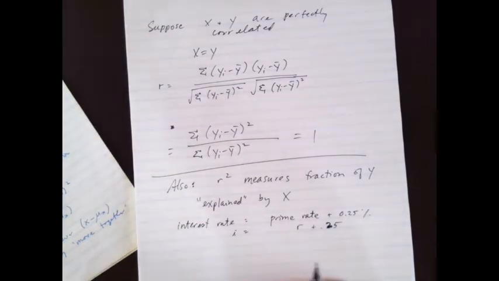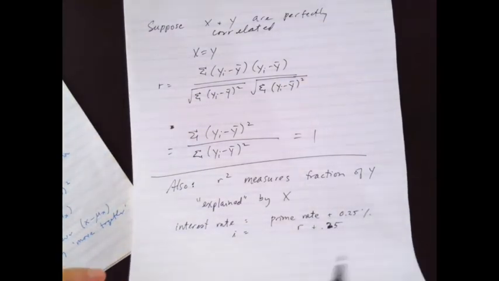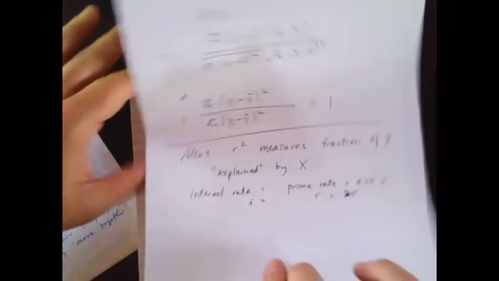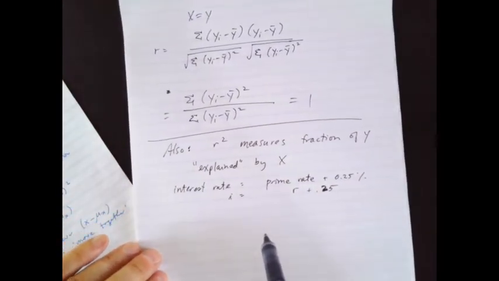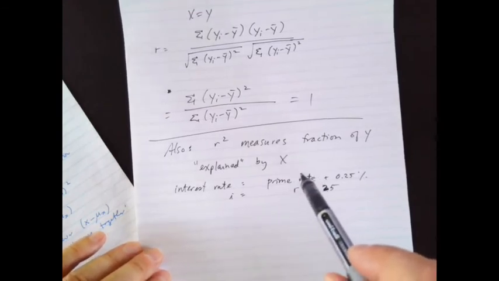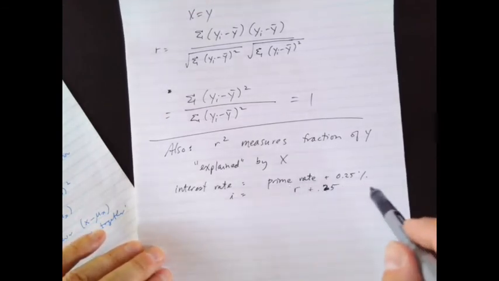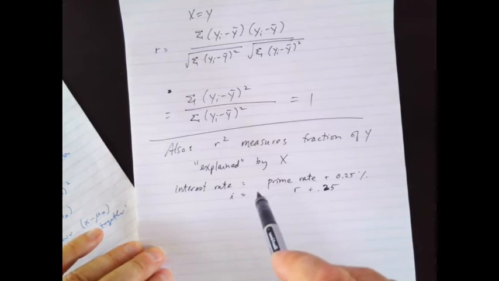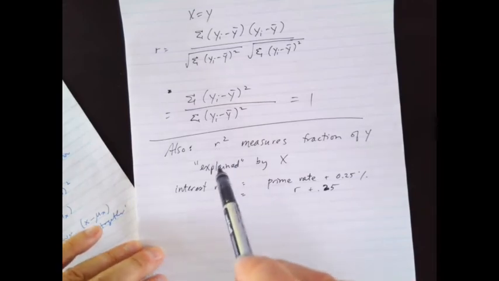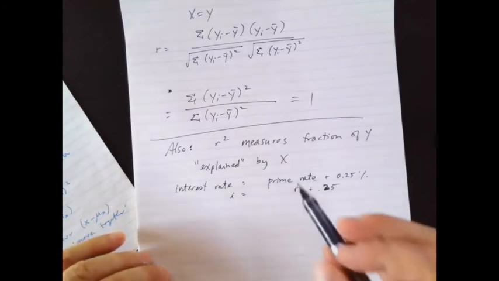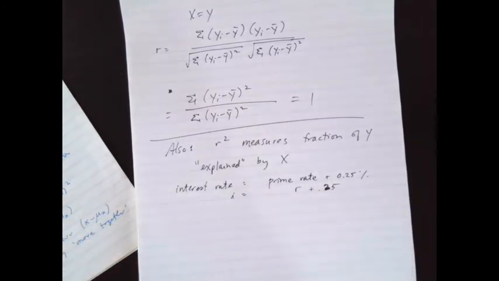Okay, so now, one thing to be careful about with r squared is, if you have a bunch of factors that explain a variable you're interested in, you can't calculate the correlations between all of them and add them up. R squared doesn't work that way.